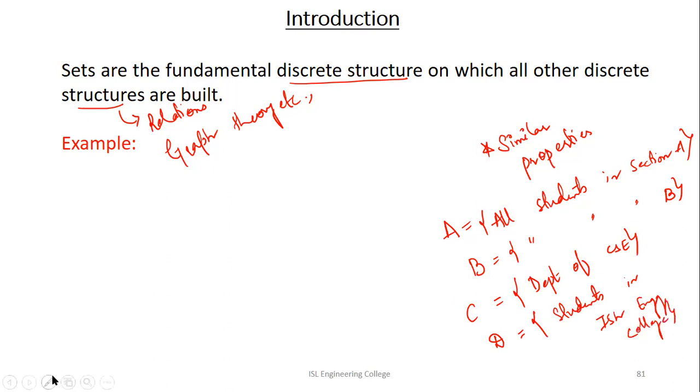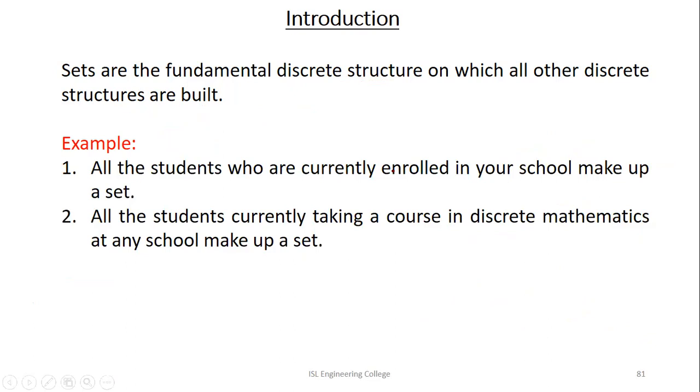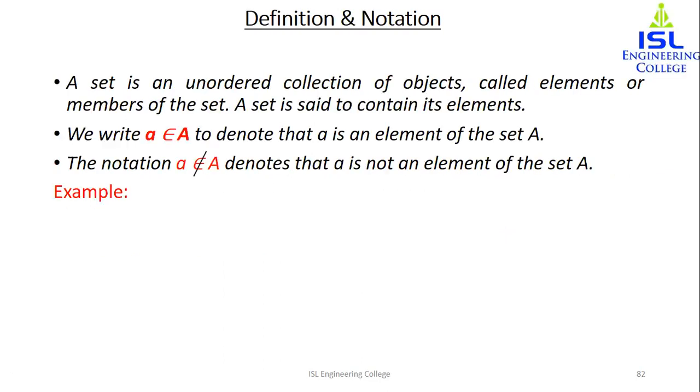Okay, now let's move on with the examples on the slide. All the students who are currently enrolled in your school make up a set. All the students currently taking a course in discrete mathematics make up a set. Now let's see the formal definition along with the notation. A set is an unordered collection of objects. This is very important: a set is an unordered collection of objects, and those objects are also called elements or members of the set. And a set is said to contain elements.